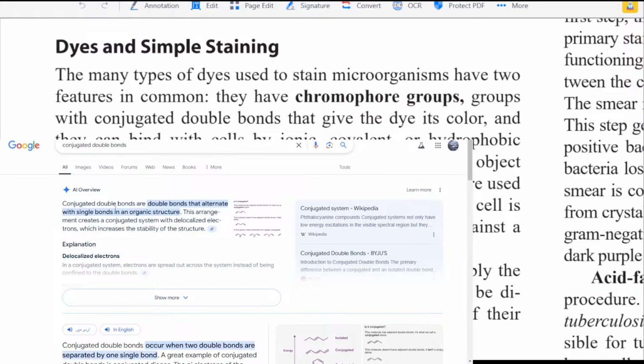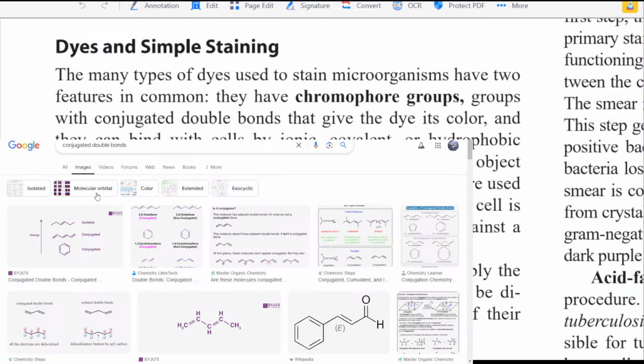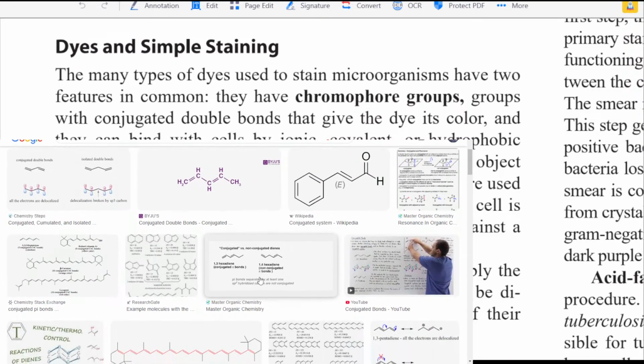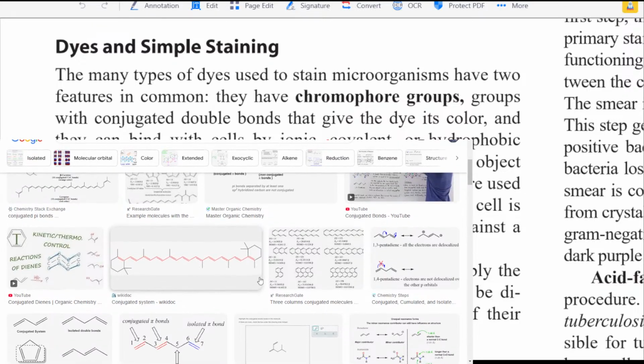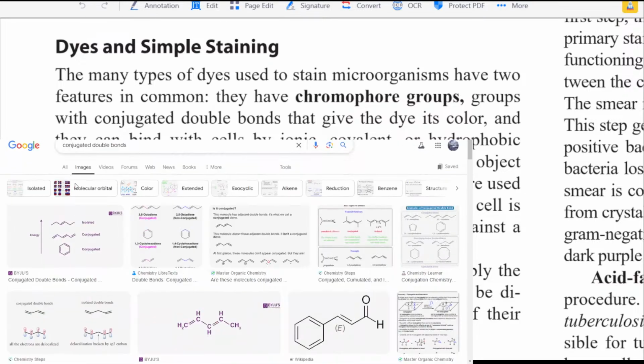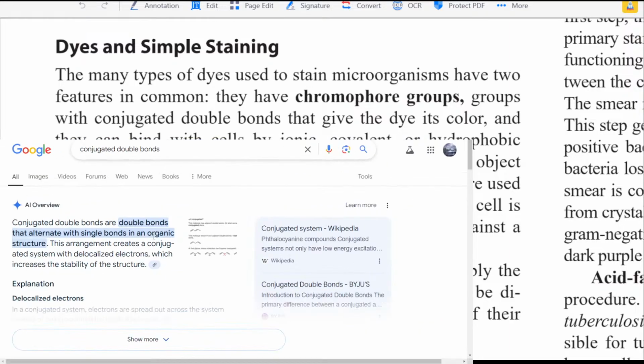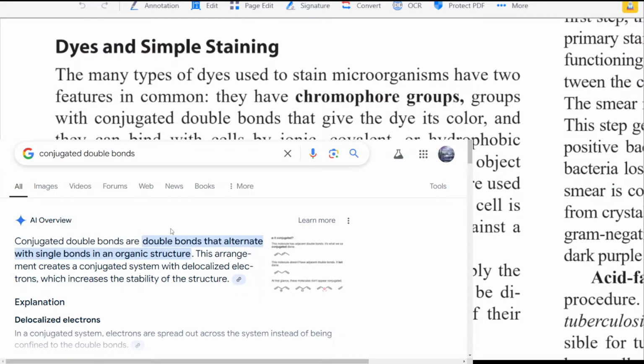Conjugated double bonds are double bonds that alternate with a single bond in an organic structure. What? Excuse me? Was it that simple? I didn't know it was that simple. I was thinking of molecular structure, and that might not have been simple. It's as simple as that. Double bonds that alternate with a single bond, like one double bond, one single bond, one double bond, one single bond.